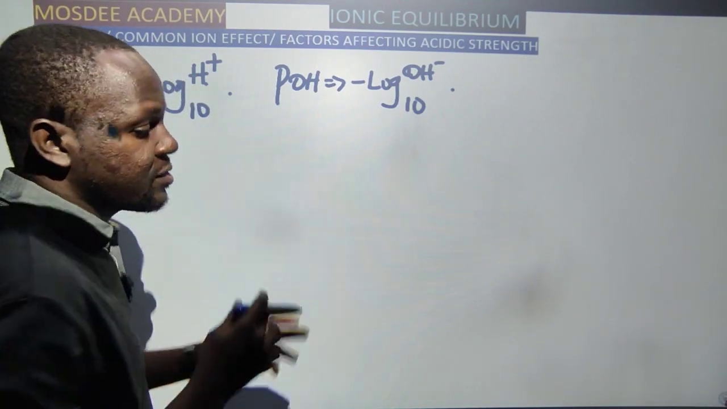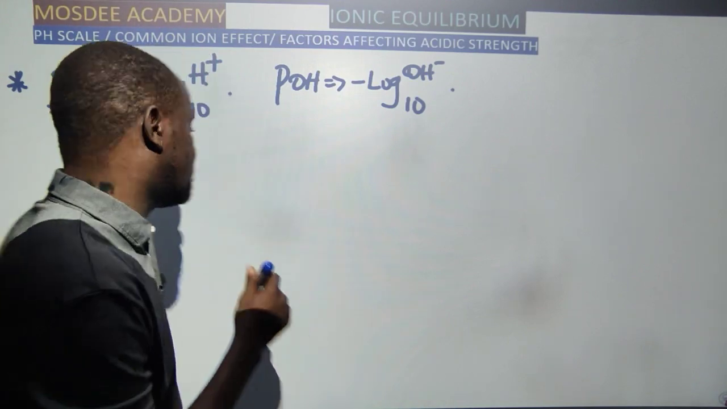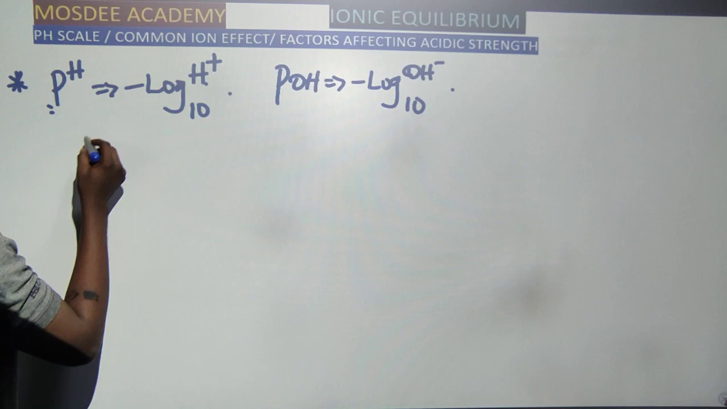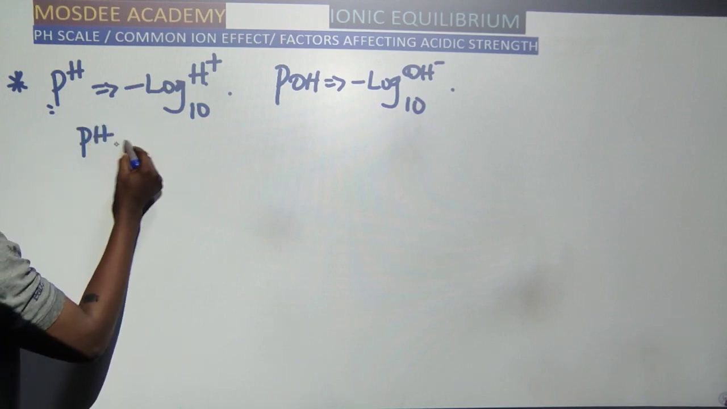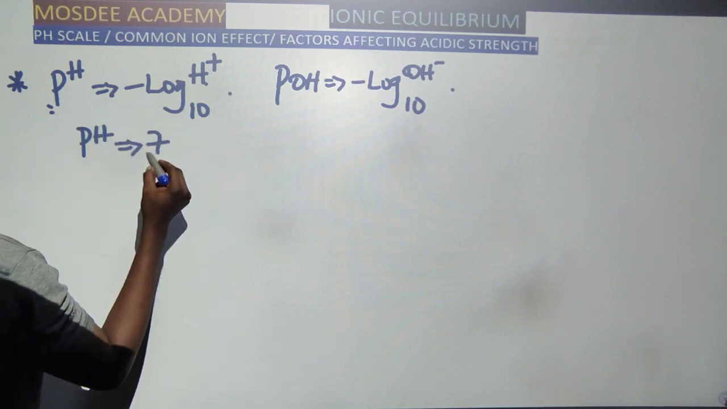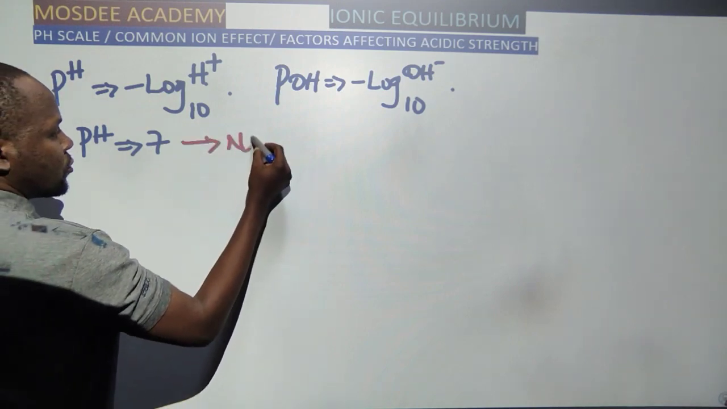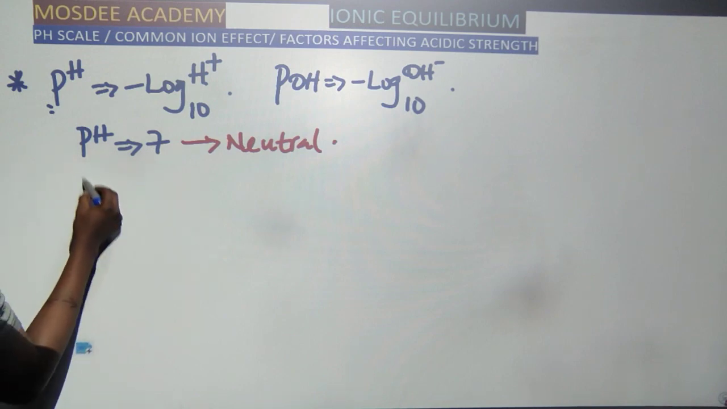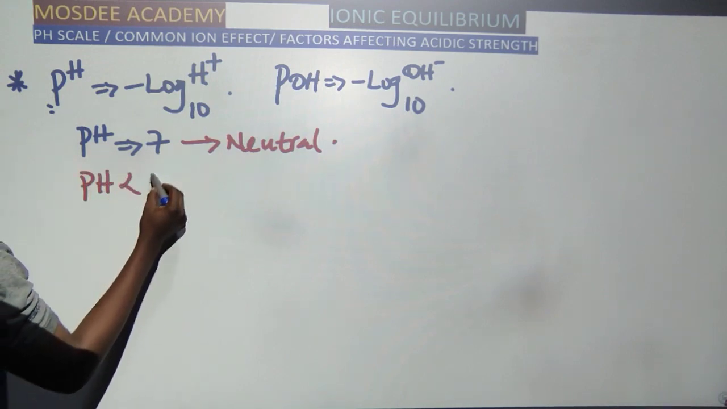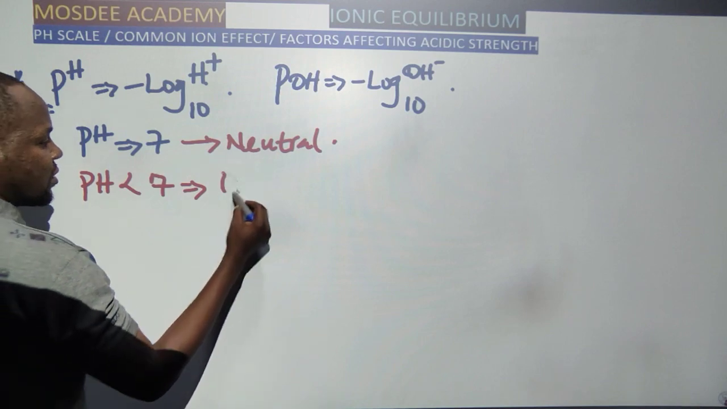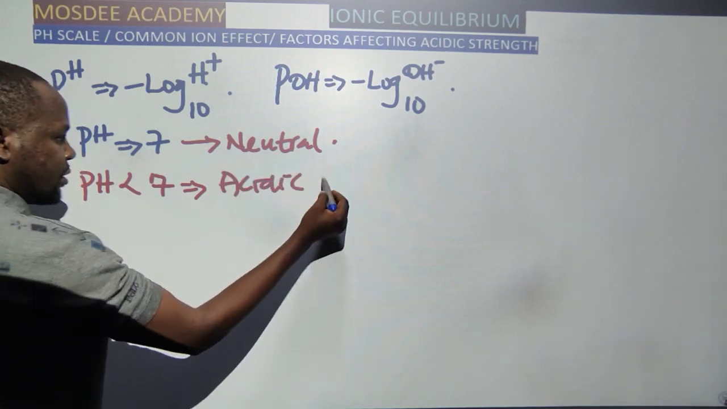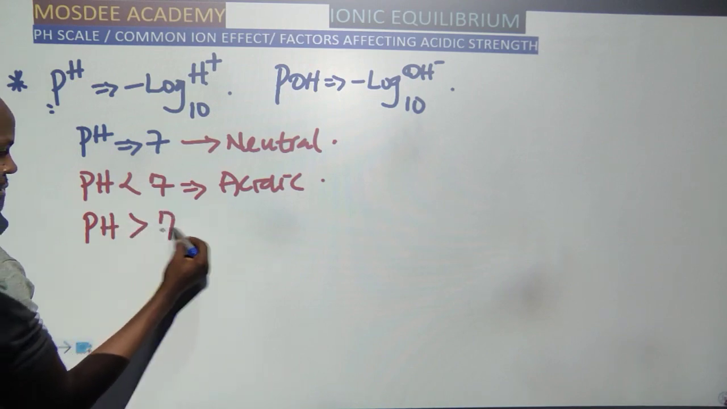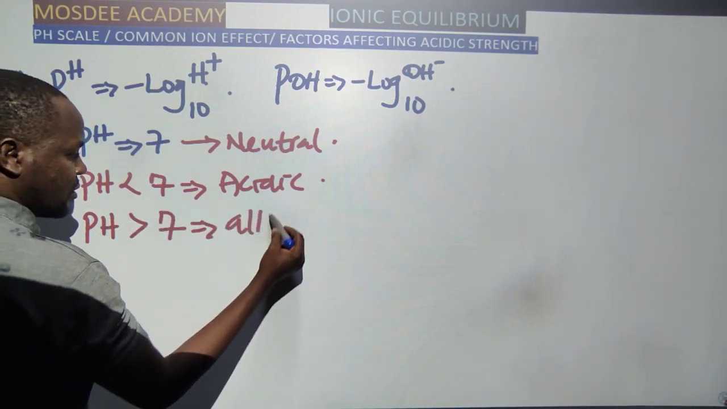Now we know the pH scale ranges from 1 to 14, which you know very well. If pH equals 7, you say it is a neutral solution, or what you call a buffer. We are going to talk about that too. If pH is less than 7, everybody knows we say it is acidic. Quick revision. And if pH is greater than 7, we say it is alkaline or basic.